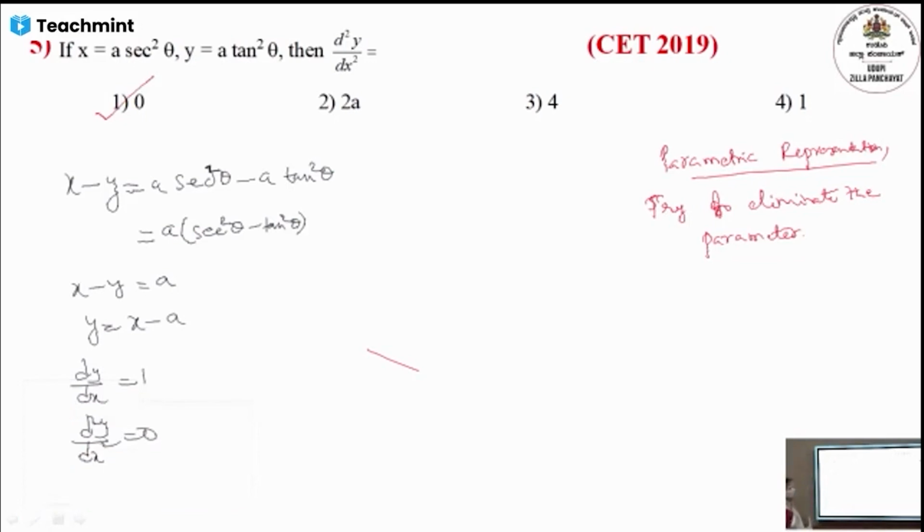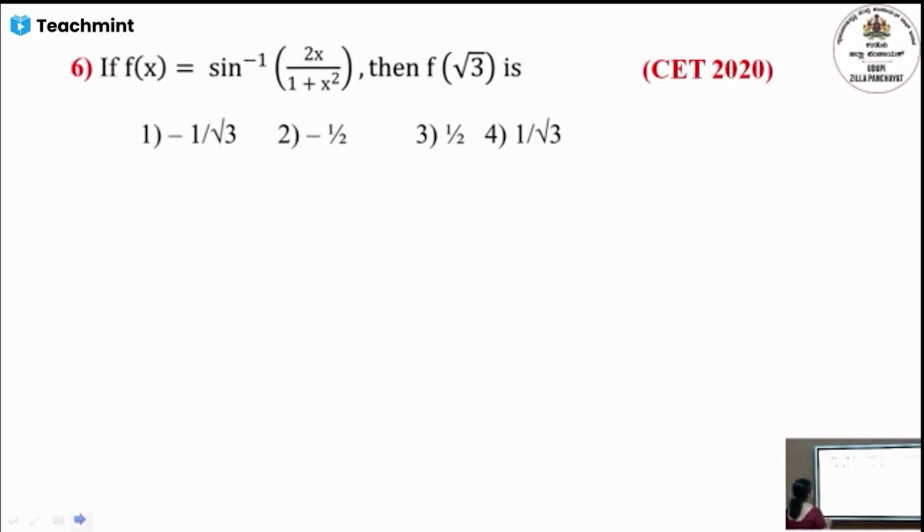So for inverse trigonometric function, remember, substitute, simplify, differentiate. For parametric differentiation, whenever there is a parametric equation, see if you can connect the two parameters. Okay? I hope you are done with it. Let's go for the next question.